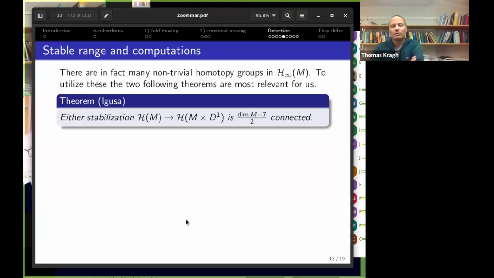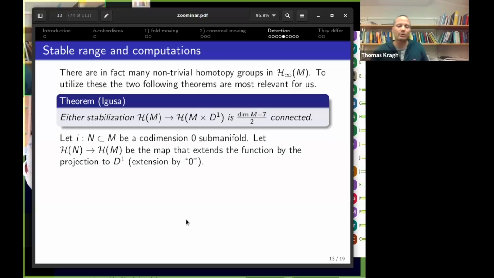So Igusa has a theorem saying that when you stabilize, the stabilization map, either of them, is actually highly connected if the dimension of M is high, roughly half the dimension minus 3 or 4. And that's very helpful. That means if the dimension is very high, then we know that in some range, the unstable h-cobordism homotopy groups agree with the stable h-cobordism homotopy groups. So that's one tool that's very important.